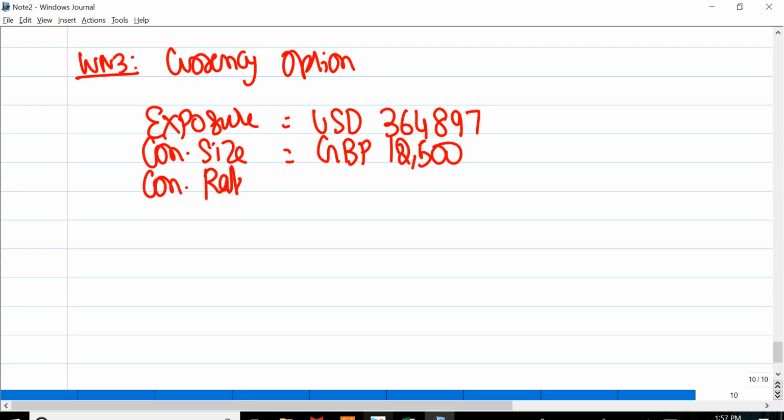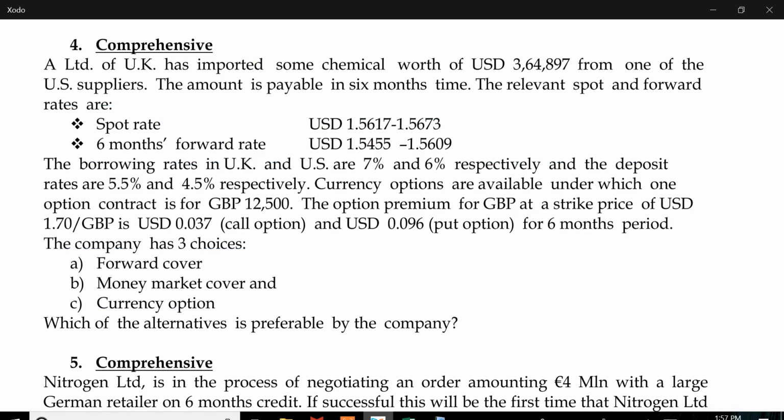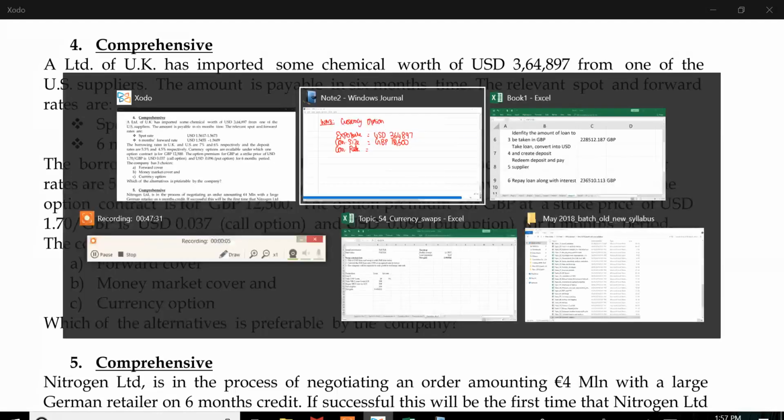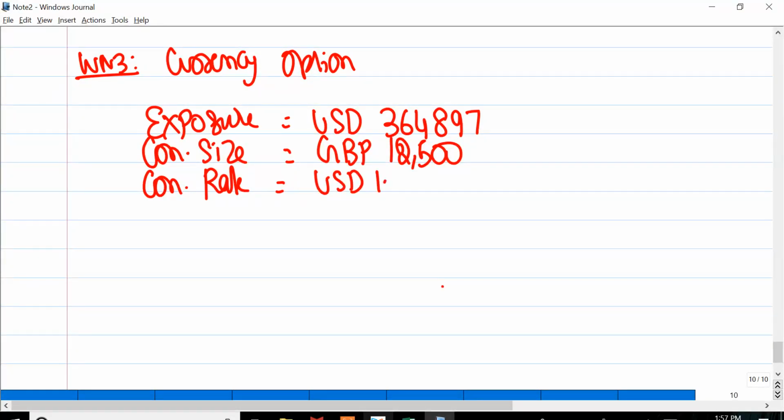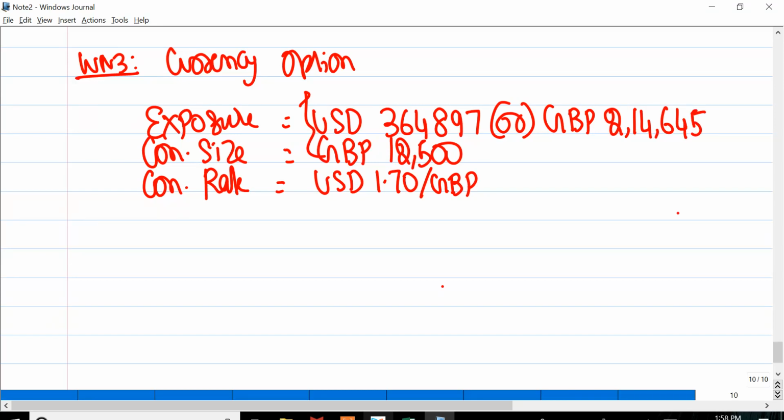Contract rate. What's the strike price they have given? 1.70 per GBP. Now, I will not be in a position to get the number of contracts straight away, because this is USD and the other one is GBP. So divide by 1.70. GBP 2,14,645. Okay, that's the number. GBP 2,14,645. Any doubts on this?